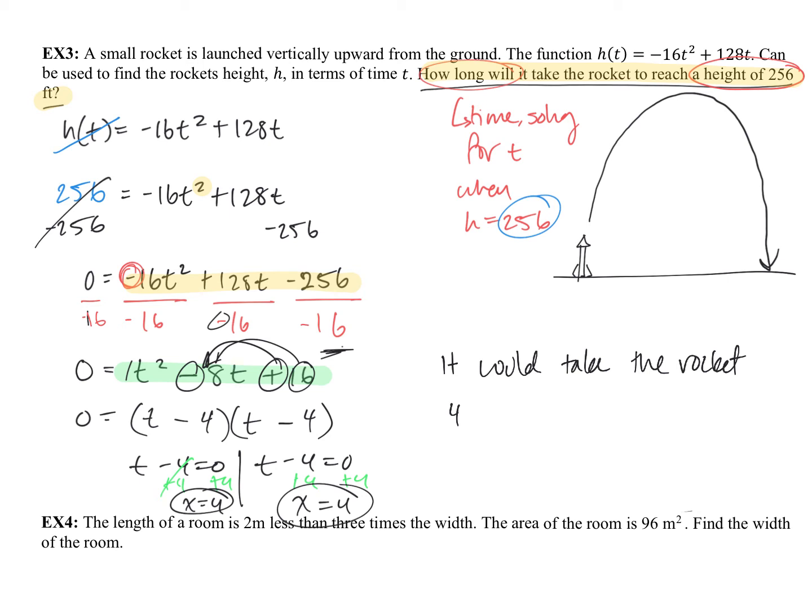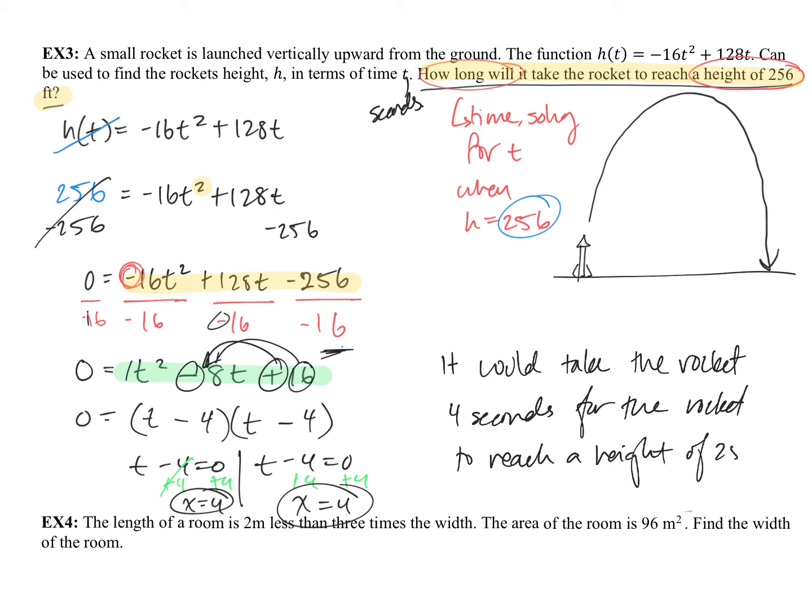I am sorry. Seconds. That should have been written down. It'd take 4 seconds for the rocket to reach a height of 256 feet. Okay, so as we noticed in this problem, that was a small typo of mine.